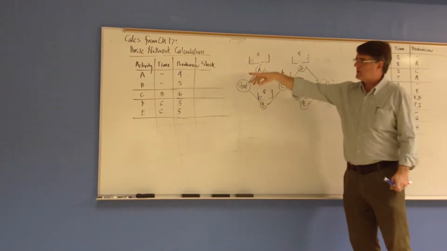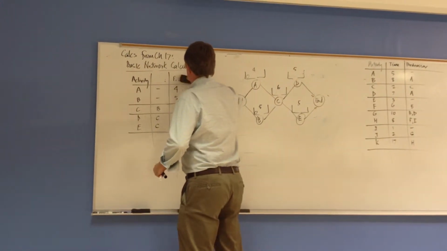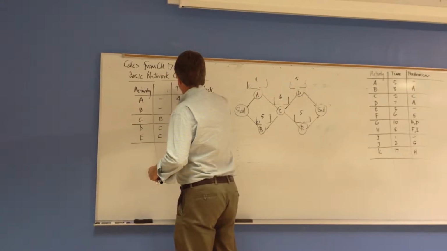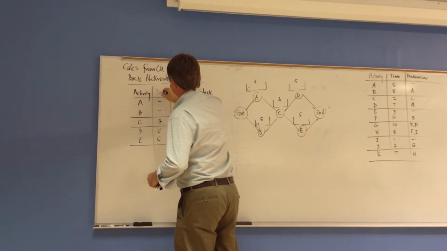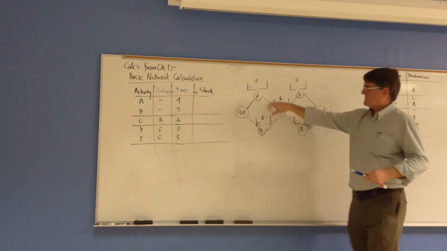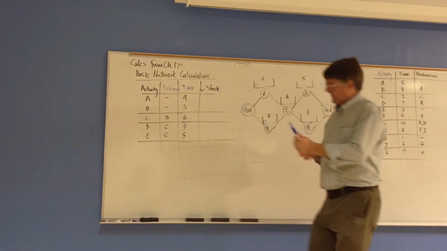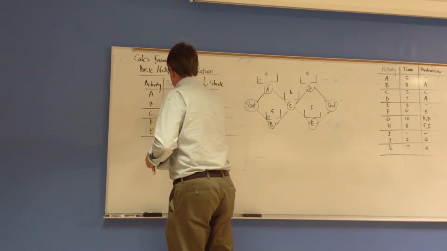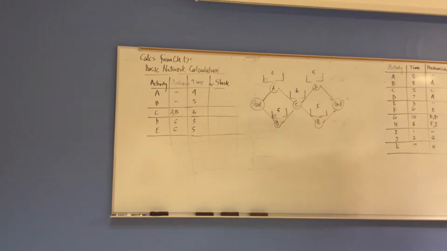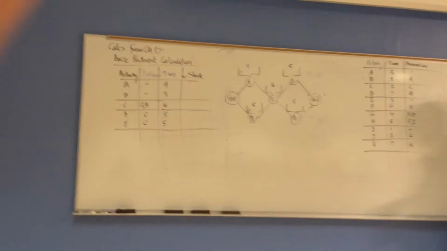So A and B have no predecessors, they come out of the start block. C has, I need to have A and B in here, sorry. And then D comes out of C and E comes out of C, so that's the graph.